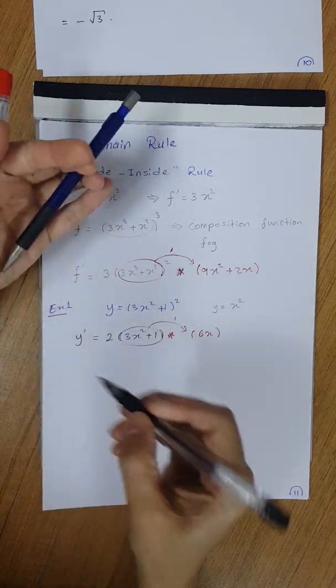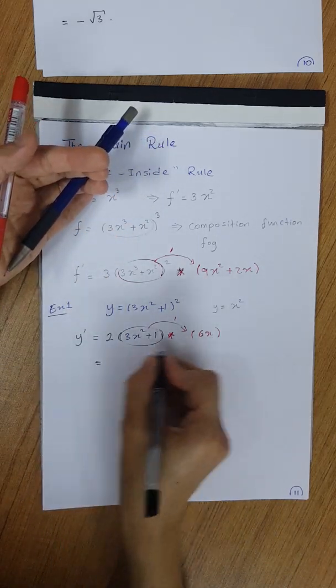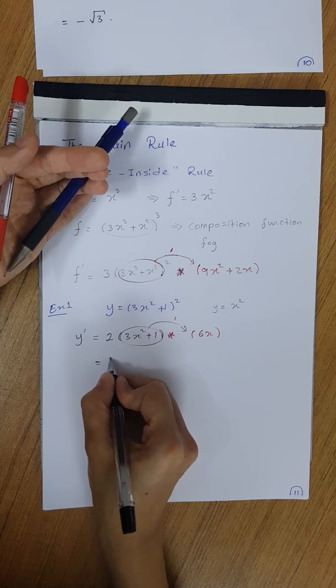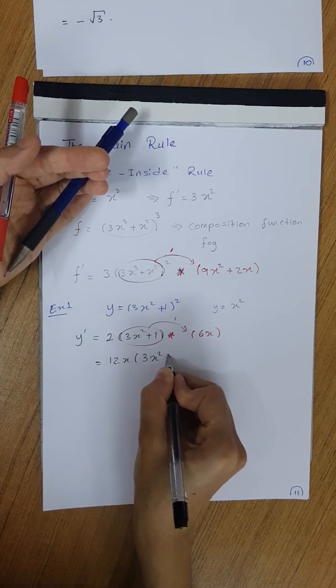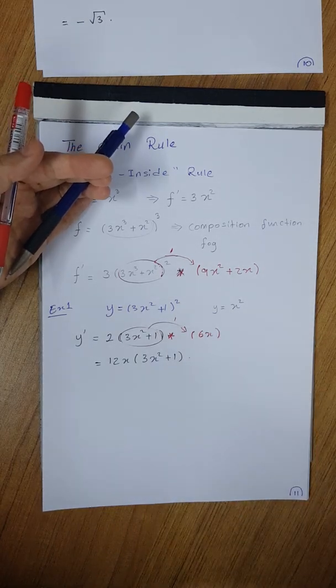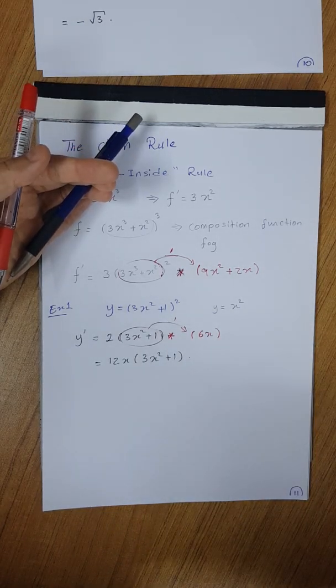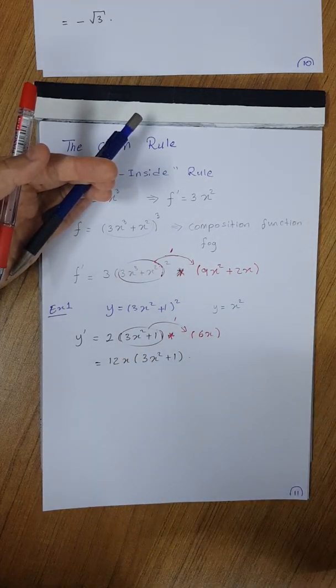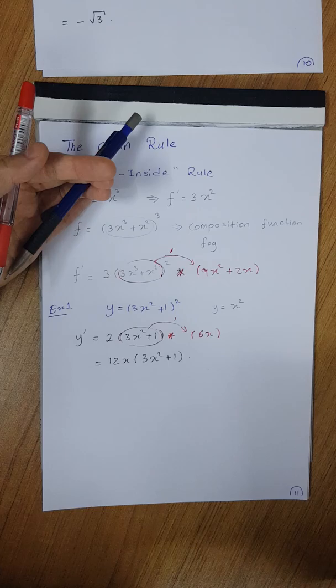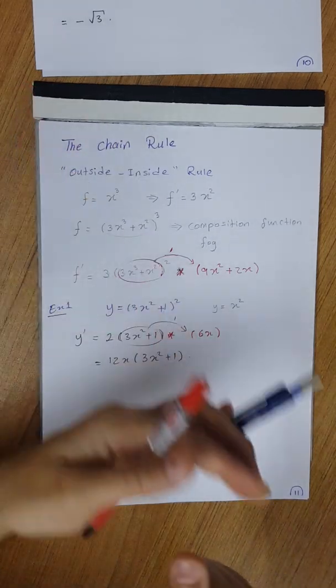Rearranging this one, what will we get? We will get 6x multiplied by 2, that's equal to 12x multiplied by 3x squared plus 1, and that is called the differentiation of chain rule or outside inside rule. You can simplify it more by multiplying this one to here, but we do not need to. Okay, let's move to another example.